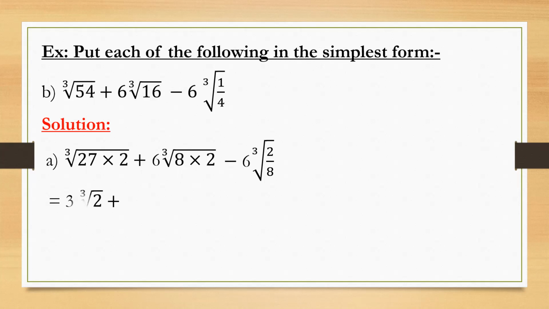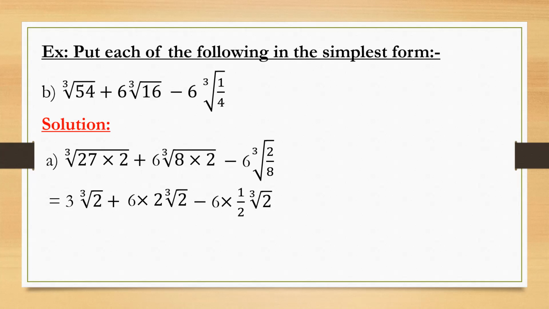I put the cubic root of 27, it will be 3, and put the cubic root of 2 as it is, plus 6 multiplied by the cubic root of 8, which will be 2, and the cubic root of 2 as it is, minus 6 multiplied by 1 over 2. Why 1 over 2? Because 8 is in the denominator, so its cubic root will be 2. The numerator is 1, so the answer will be 1 over 2, multiplied by 6, and I put the cubic root of 2 as it is.